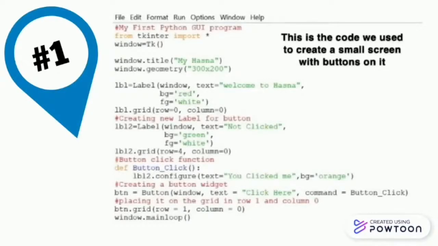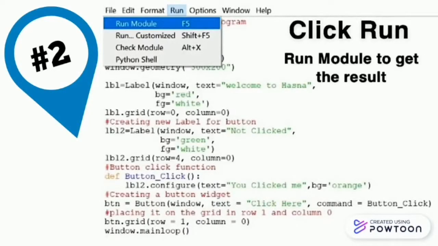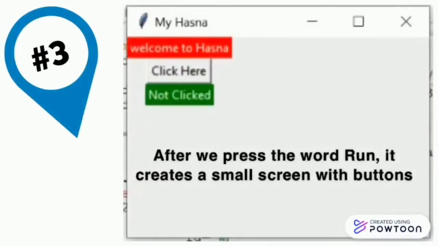This is the code we use to create a small screen with buttons on it. Click Run Model to get the result. After we press the word Run, it creates a small screen with buttons.